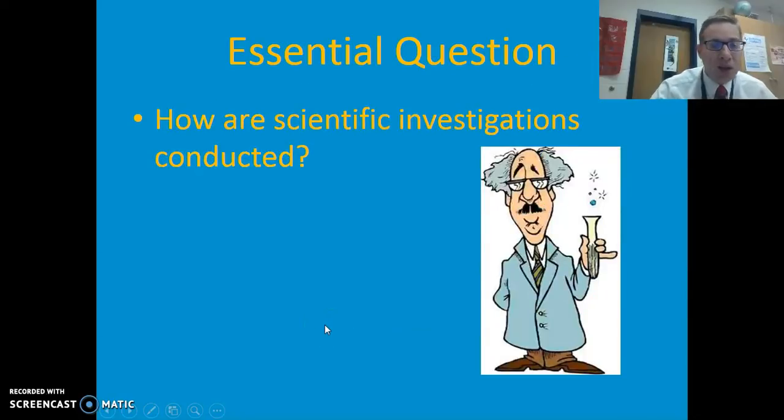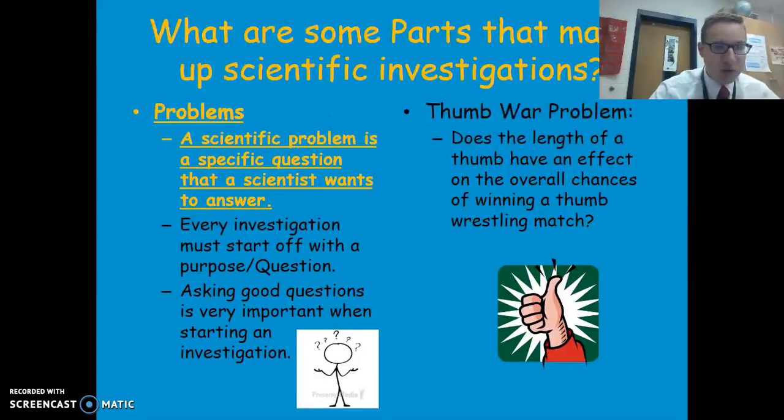So our essential question at the top of your notes is right here. How are scientific investigations conducted? As you see anything in yellow, you'll be writing down on your paper. This is called Cornell Notes that you were passed out earlier. On one side is going to be questions, and on the other side will be the definitions and your notes. So at the very top, there's your essential question.